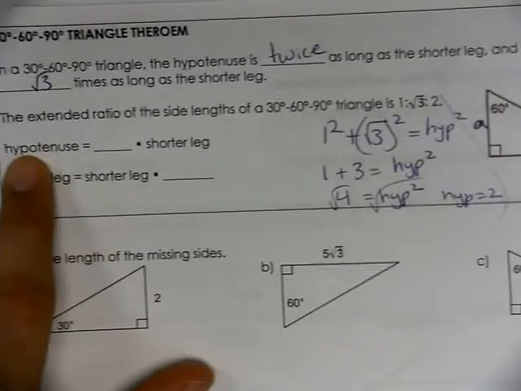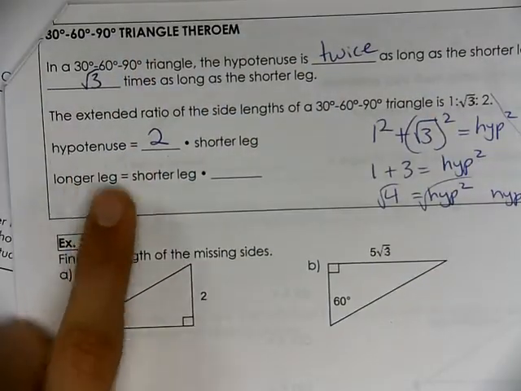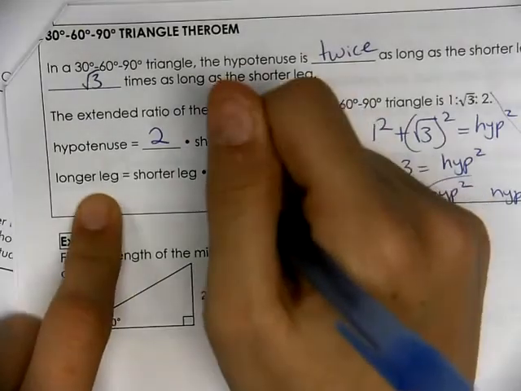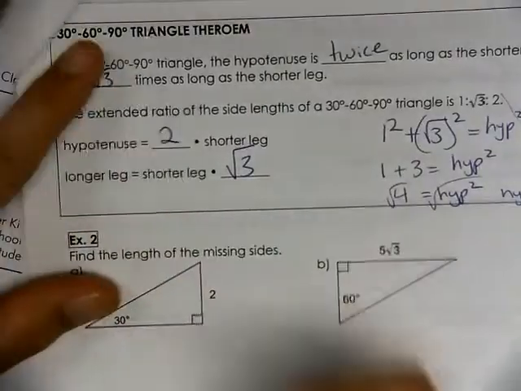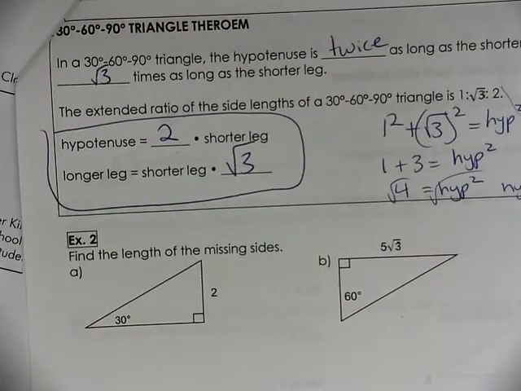So there's 2 things you have to remember. The hypotenuse is 2 times the short leg, and the longer leg is the shorter leg times the square root of 3. So you can either remember those 2 sentences, or you can remember the pattern.